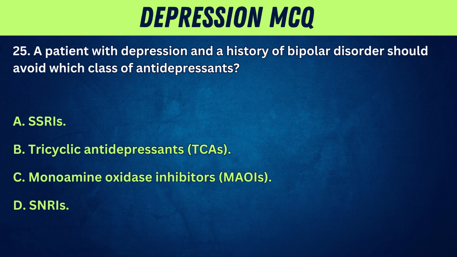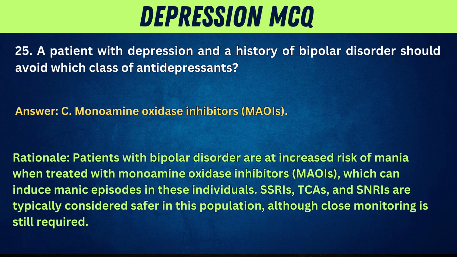25. A patient with depression and a history of bipolar disorder should avoid which class of antidepressants? A. SSRIs. B. Tricyclic antidepressants, TCAs. C. Monoamine oxidase inhibitors, MAOIs. D. SNRIs. Answer: C. Monoamine oxidase inhibitors, MAOIs.